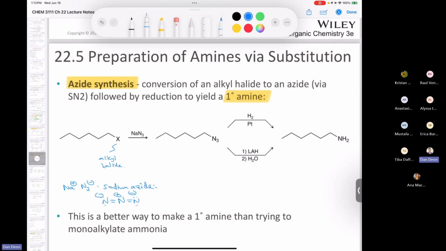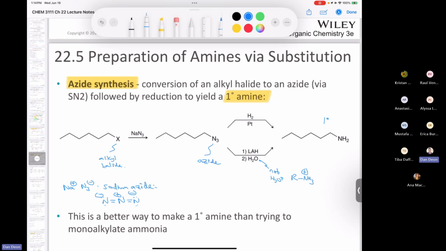Once you make the azide, you would call this an alkyl azide. Then you can either reduce that via hydrogenation, which will work to make a primary amine. So again, you have a primary amine, or you could reduce it with lithium aluminum hydride followed by water. Notice that it's not H3O+. They're very careful about that, because if it was H3O+, you would end up with the conjugate acid. It would protonate the amine because amines are bases.